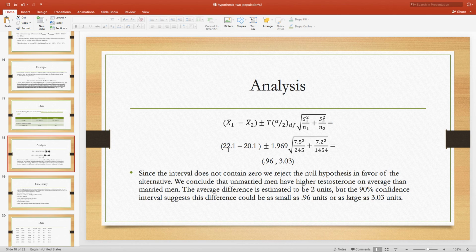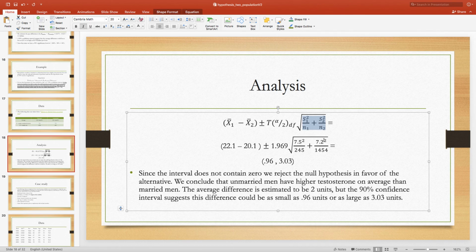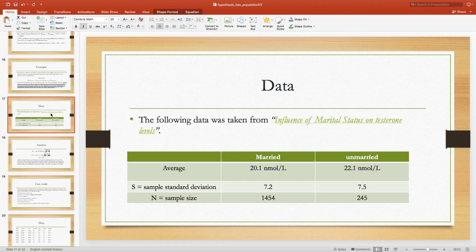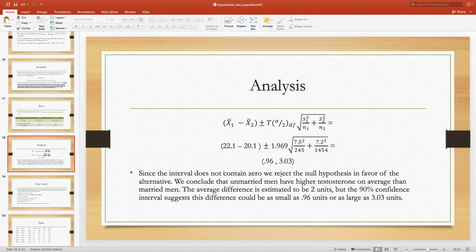I take the difference in the averages. I compute the standard error here, so I just plug in the numbers. And I have a t-distribution with alpha over 2. I want a 95% confidence interval, so alpha is 5%, alpha over 2 is 2.5%. The smaller sample size is 245, so 244 is the degrees of freedom.